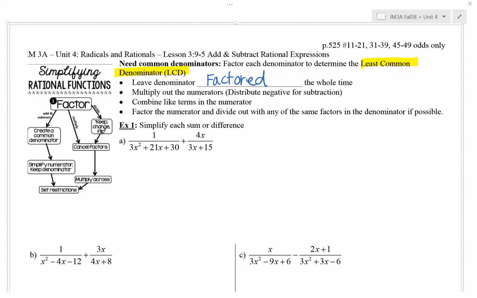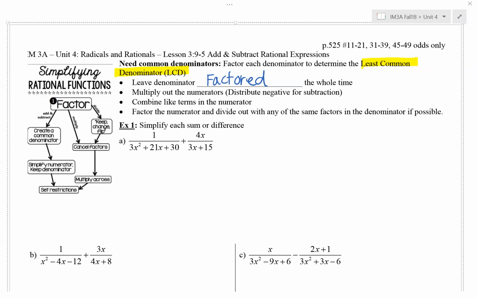This lesson's on adding and subtracting rational expressions, so you'll recognize the flowchart on the left-hand side that we used in the previous lesson talking about multiplying and dividing rationals. The difference here is that we actually want a common denominator, and so when we create our common denominator, we're going to just simplify our numerators and then factor and cancel if we can.